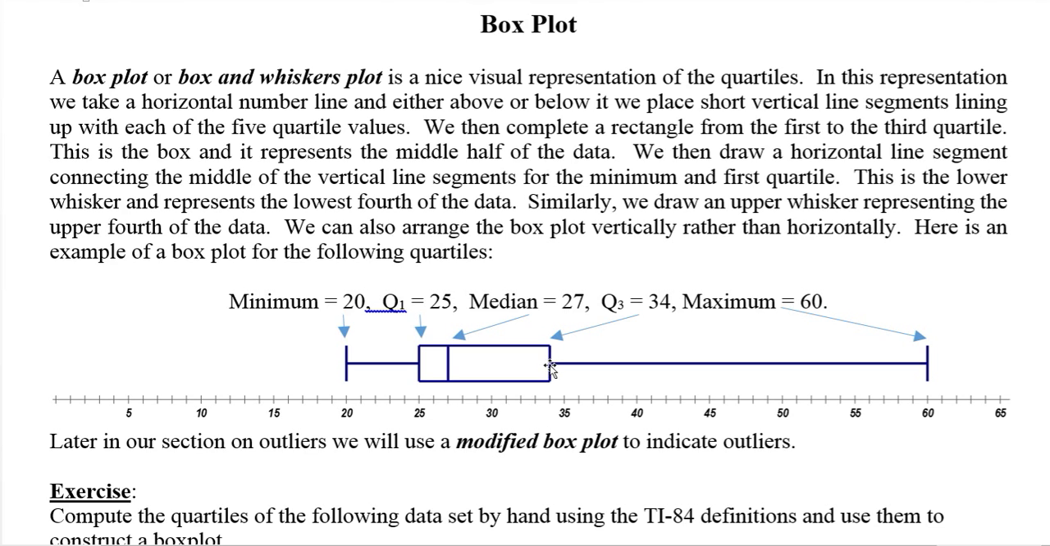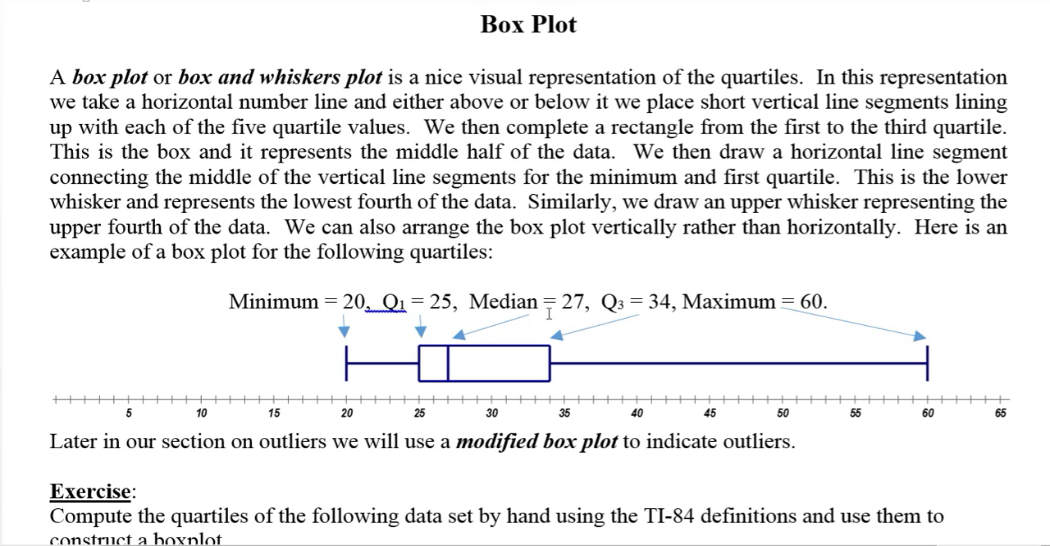And then the whiskers go from the center of that box all the way out to the center of this vertical line out here at the maximum, the upper whisker, and the lower whisker goes from the center of the box right here, the center of this edge of the box here, down to here at the minimum. So the bottom whisker, or lower whisker, goes from the minimum to the first quartile, and the upper whisker goes from the third quartile to the maximum.